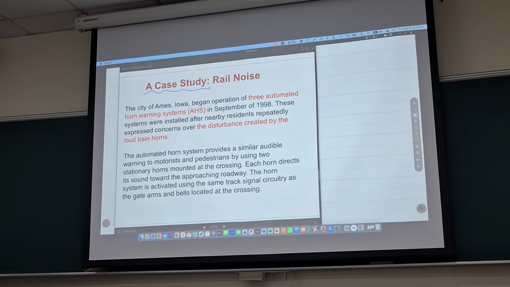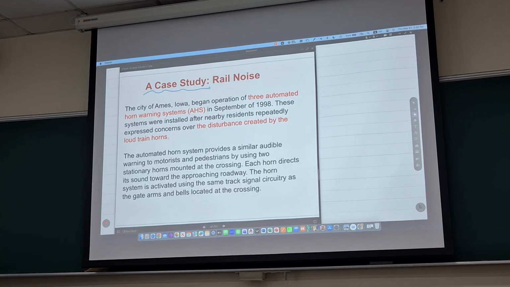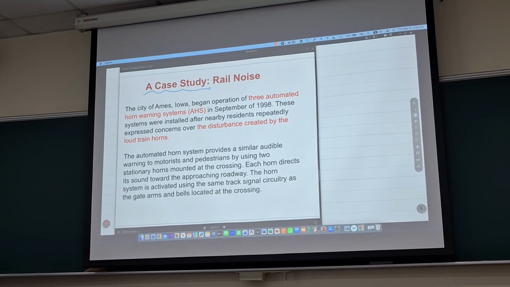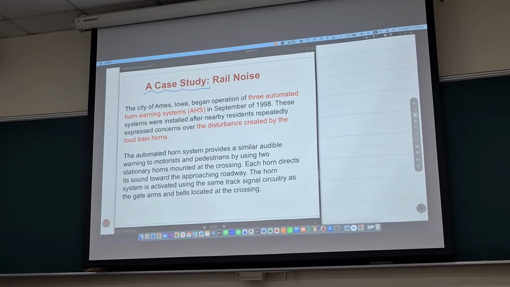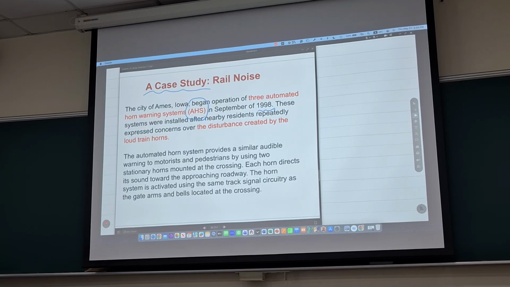Let's see this. This is in the CTMS in our state. They use something called the automatic horn warning system, AHS, starting from 1998. This system was installed after nearby residents repeatedly expressed concern about disturbance created by the loud train horn.